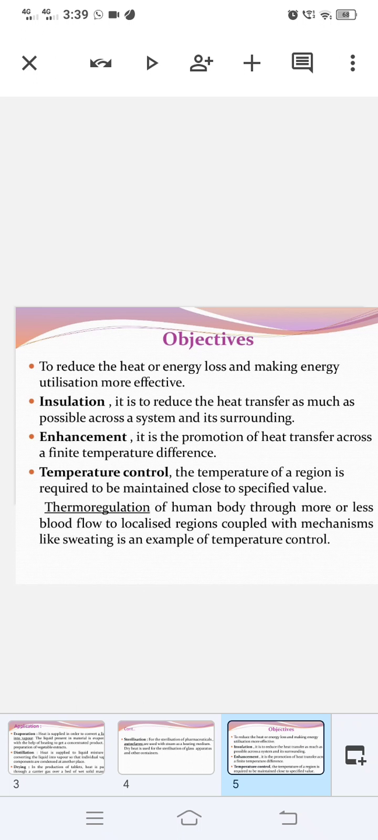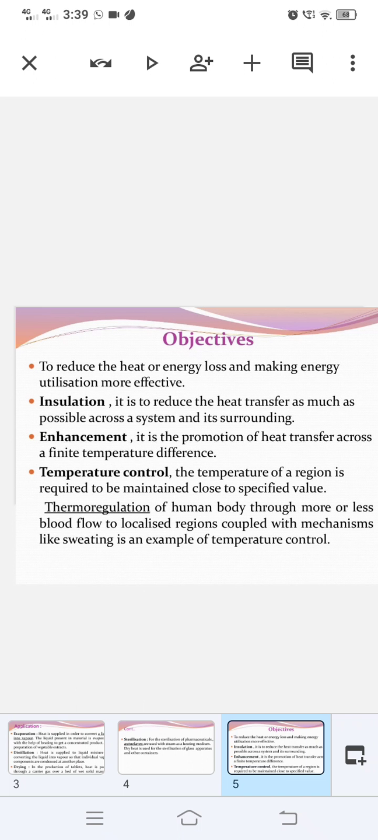Enhancement is the promotion of heat transfer across a finite temperature difference. What is enhancement? Means we are promoting the heat transfer mechanism. In the insulation part, we were reducing the heat transfer between the system and the surrounding. In enhancement, we are promoting the heat transfer across a finite temperature difference.